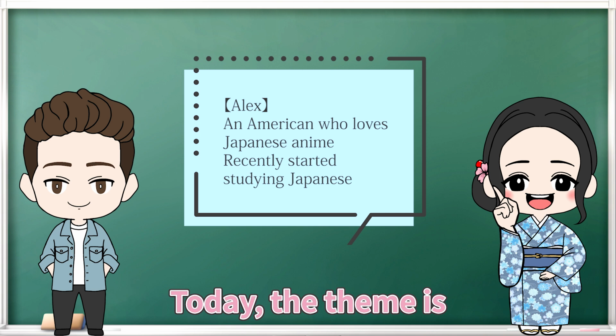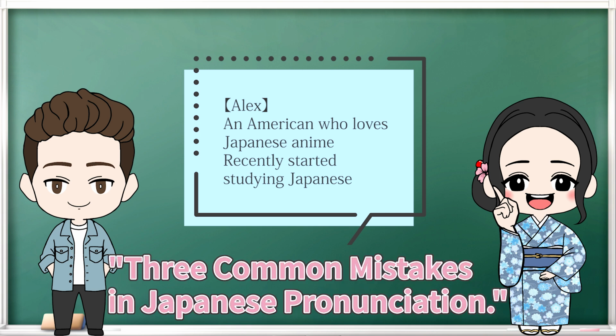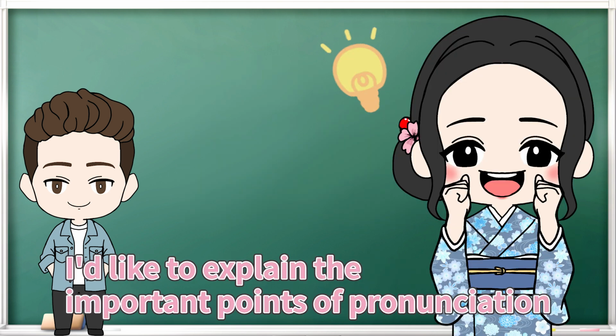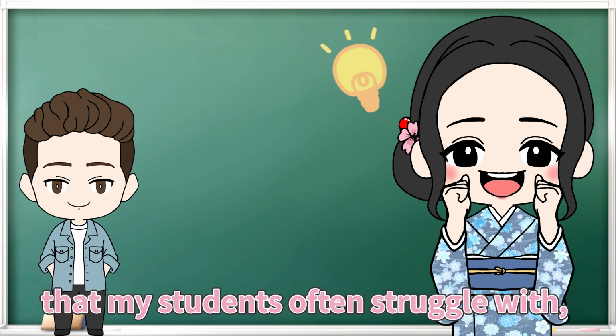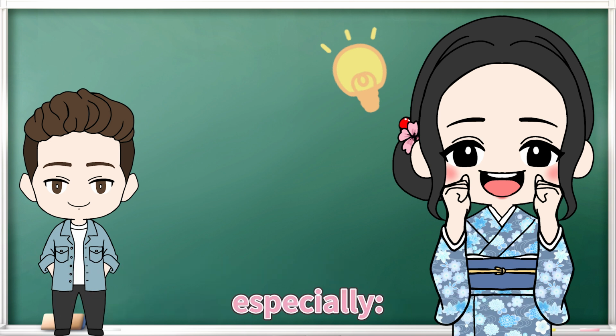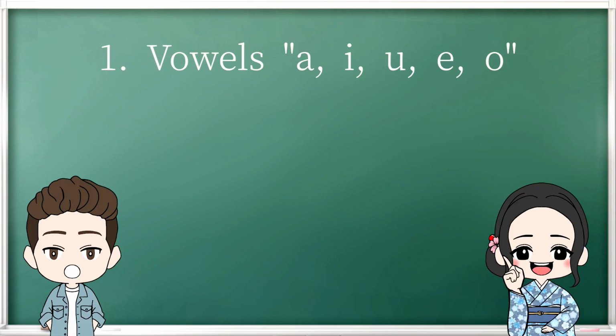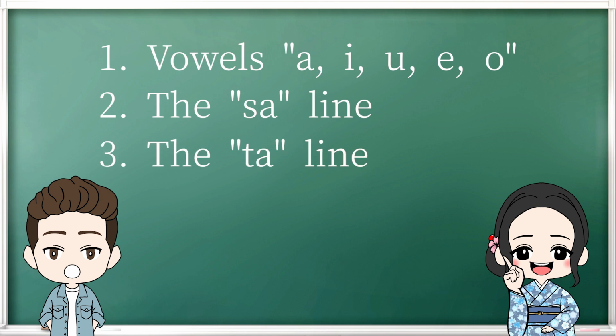Today the theme is 3 common mistakes in Japanese pronunciation. I'd like to explain the important points of pronunciation that my students often struggle with, especially vowels a, i, u, e, o, the sa line, the ta line.